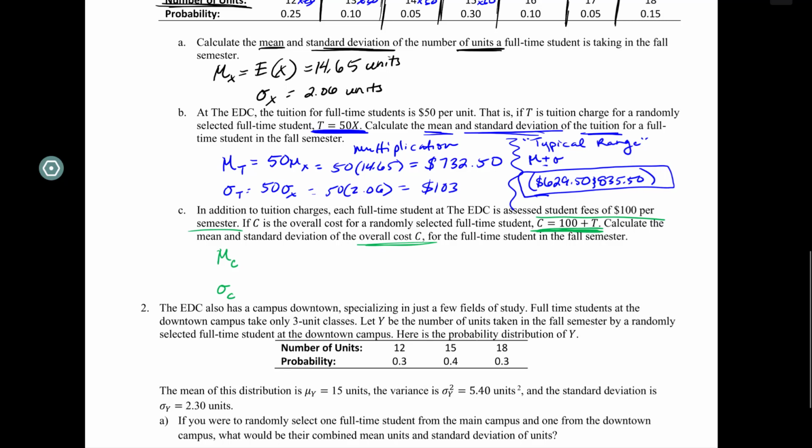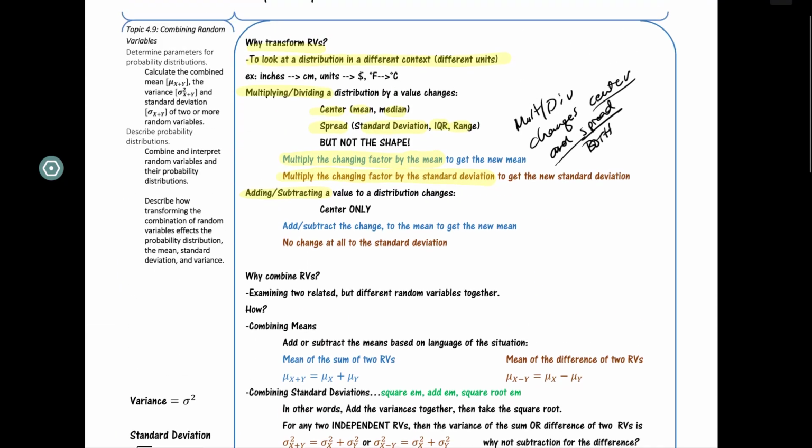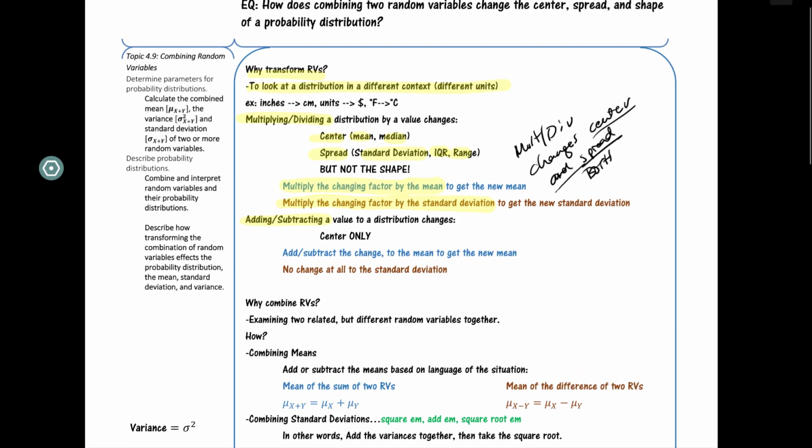Well, how do we handle addition, right? Because that's the operation that I see here. Is it the same? Does it affect both center and spread? Looking back at our notes, I can see that no, it doesn't. It's going to change the center only. So we can add or subtract the change to that mean to get the new one, but the standard deviation does not change at all.